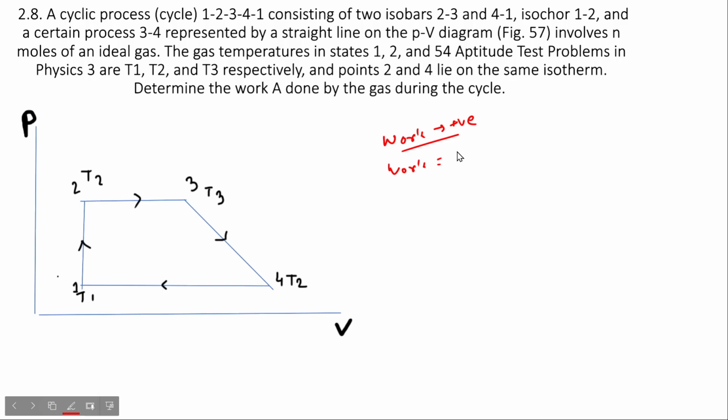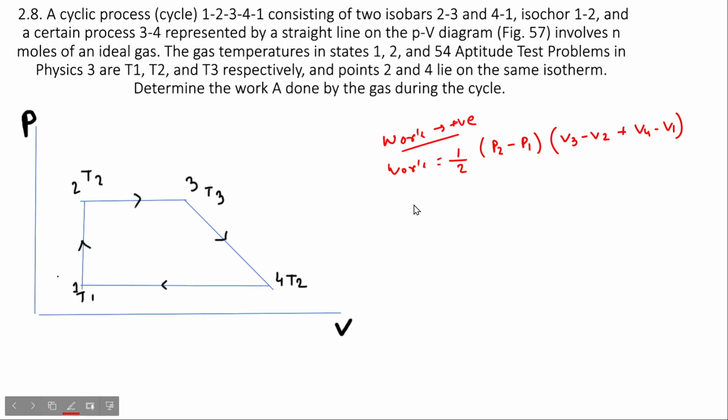And the area of this trapezium is nothing but half into P2 minus P1 into V3 minus V2 plus V4 minus V1, where P2 is the pressure at point 2, P1 is the pressure at point 1, V3 is the volume at point 3, and V2 is the volume at point 2. This is V4, the volume at point 4.